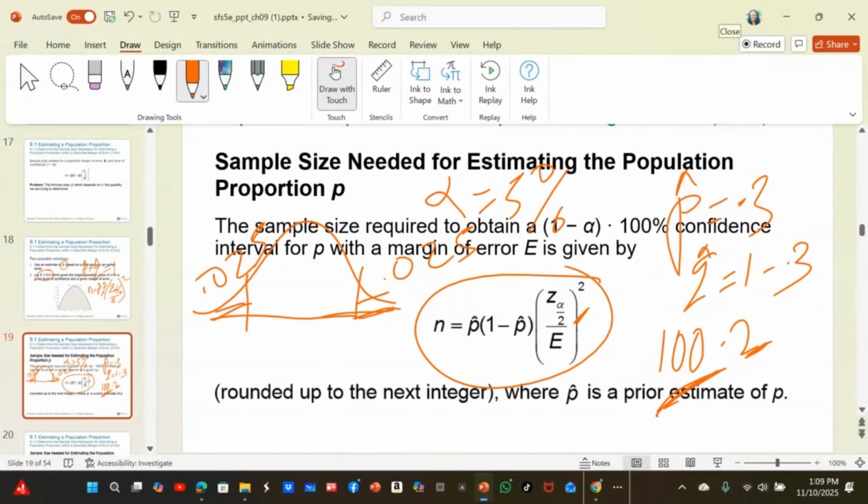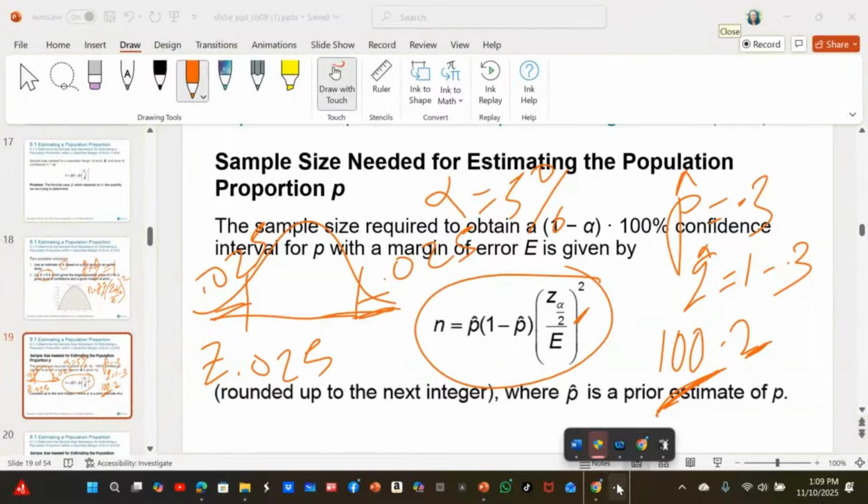And I'm told to use the critical value for Z. So Z alpha over 2 is going to be Z 0.025. So you use your calculator to find the critical value. So let's find the critical value for 0.025.